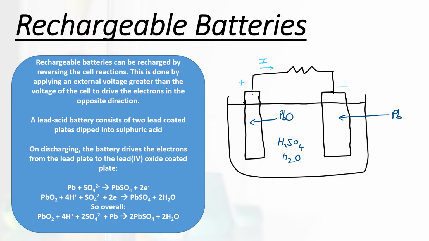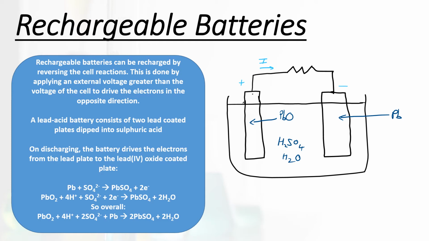Essentially, we're forcing the electrons to go from positive to negative, which we know they don't do on their own. So this has to be done by applying an external voltage. And the external voltage is greater than the voltage of the cell, and this drives the electrons in the opposite direction. You can think of it being akin to an endothermic reaction, where we have to actually supply energy in order for these reactions to happen quite often. And so an example of this is a lead acid battery, and this consists of two lead coated plates. You can see we have just sort of elemental lead and also lead oxide, and these are dipped into sulfuric acid. And so when we discharge, the battery will drive the electrons from the lead plate to the lead oxide coated plate.